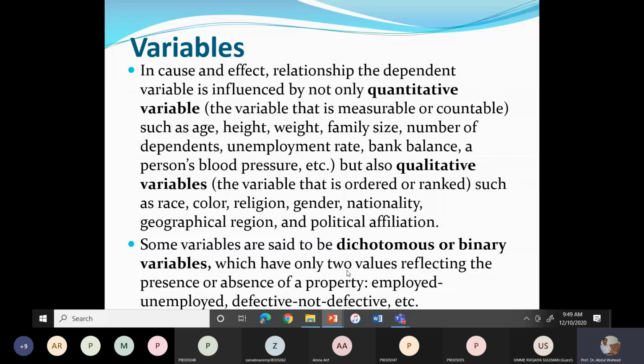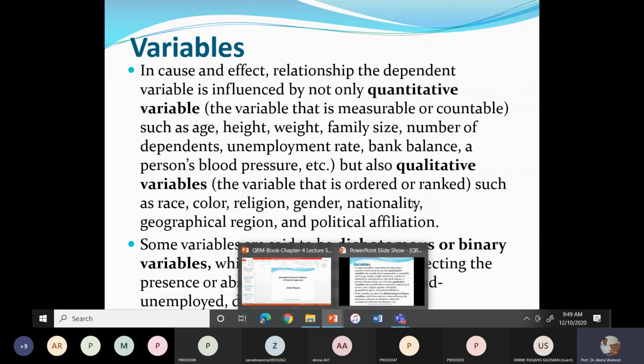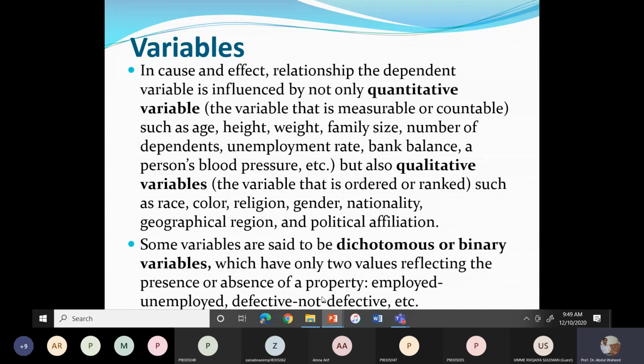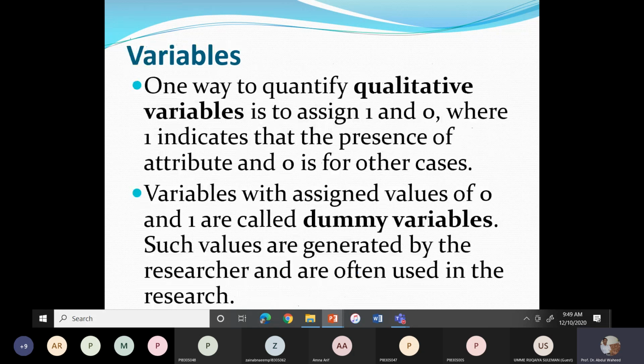Okay, and then we can code one or zero. One could be employed and zero could be unemployed. One could be defective, zero could be non-defective, or one could be non-defective, zero could be defective. So we just code and then we use such binary variable, a dichotomous variable, in our model to estimate the effect of qualitative variable. And sometimes this is also called dummy variable.